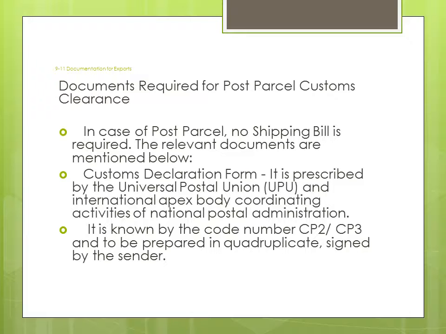Documents required for post parcel customs clearance. In case of post parcel, no shipping bill is required. The relevant documents are mentioned below. Customs Declaration Form. It is prescribed by the Universal Postal Union, UPU, the international apex body coordinating activities of national postal administrations. It is known by the code number CP2 or CP3 and is to be prepared in quadruplicate, signed by the sender.